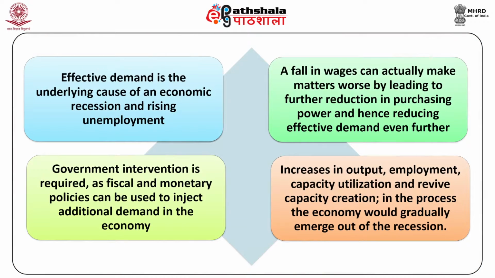Keynes pointed out that when lack of effective demand is the underlying cause of an economic recession and rising unemployment, a fall in wages can actually make matters worse by leading to further reduction in purchasing power and hence reducing effective demand even further. In this context, government intervention is required, as fiscal and monetary policies can be used to inject additional demand in the economy so as to enhance spending, which is aggregate demand. This would lead to an increase in output, employment, capacity utilization, and revive capacity creation. In the process, the economy would gradually emerge out of recession.